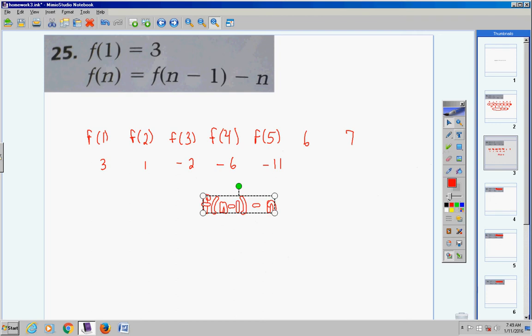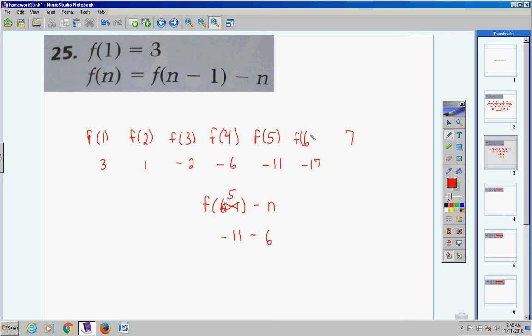All right, moving on now to substituting 6 in for n. Right here, we're going to put a 6. 6 minus 1 is 5. F of 5 is negative 11. Then bring down your negative sign. Then we're putting 6 in for n. So we would get negative 17.